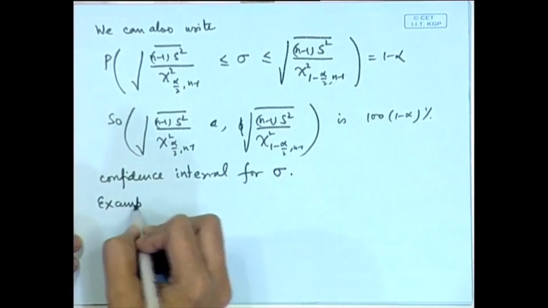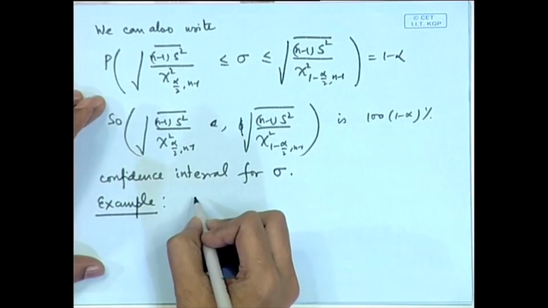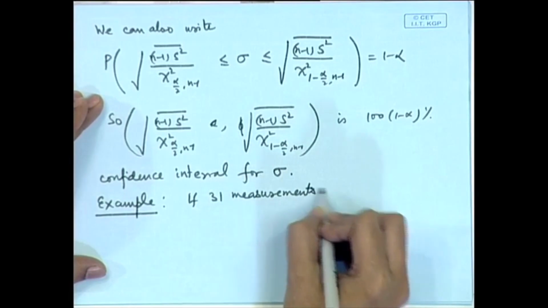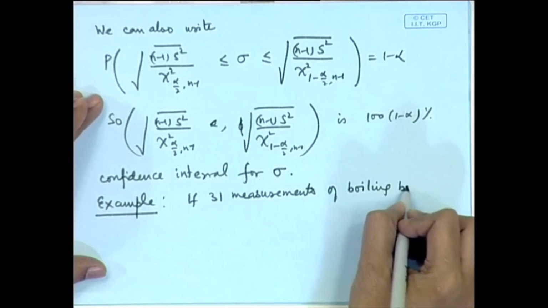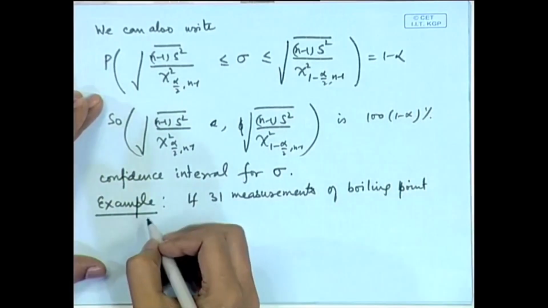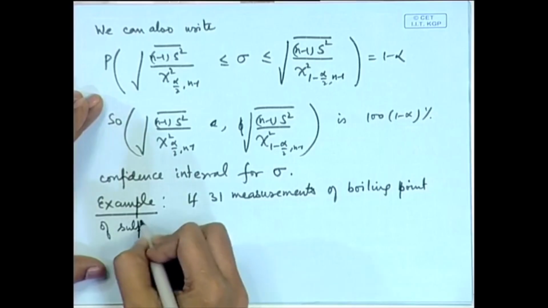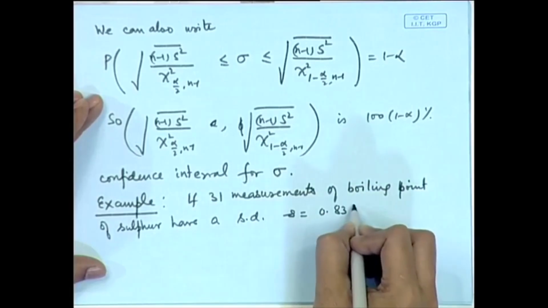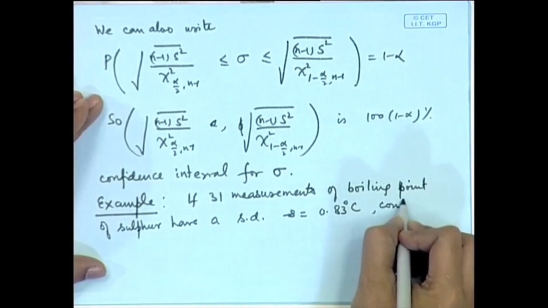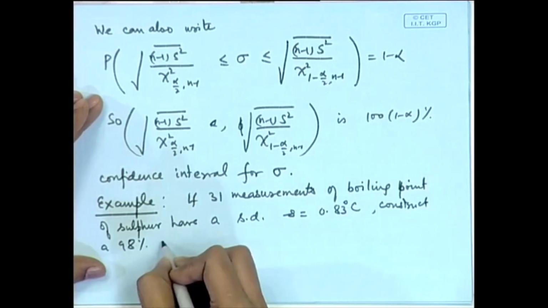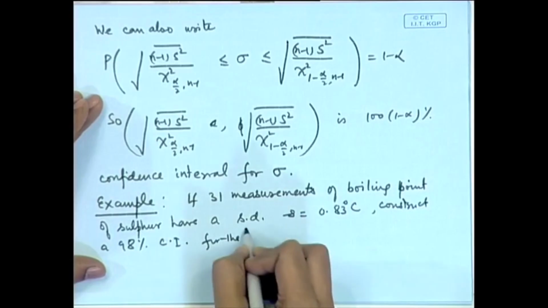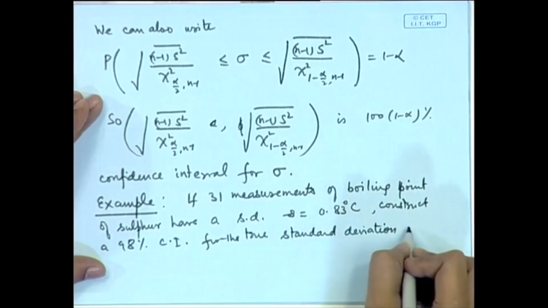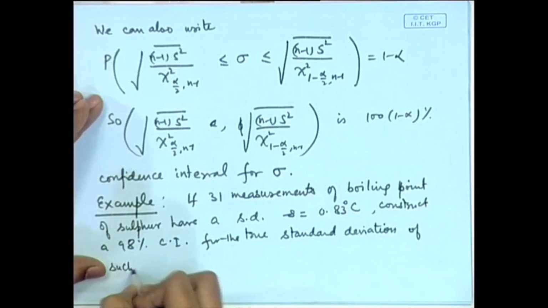Let me do one example here. If 31 measurements of boiling point of sulfur have a SD, that is s equal to 0.83 Celsius, construct a 98% confidence interval for the true standard deviation of such measurements.